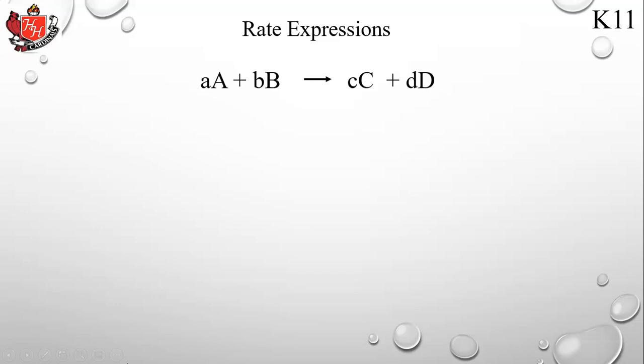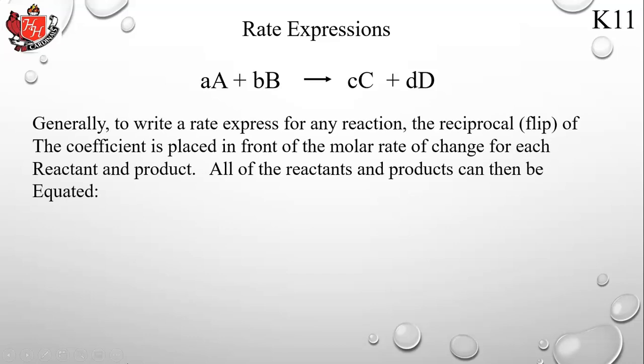Okay, so here's a reaction that has two reactants on the left and two products on the right. Capital A, B, C, D just represent different elements or compounds that could be in the reaction, and the small a, b, c, d represent the coefficients that would be in front of those in a typical chemical reaction, as you've seen many times. So generally, to write a rate expression for any reaction, the reciprocal, that is flip, the coefficient is placed in front of the molar rate of change for each reactant and product.